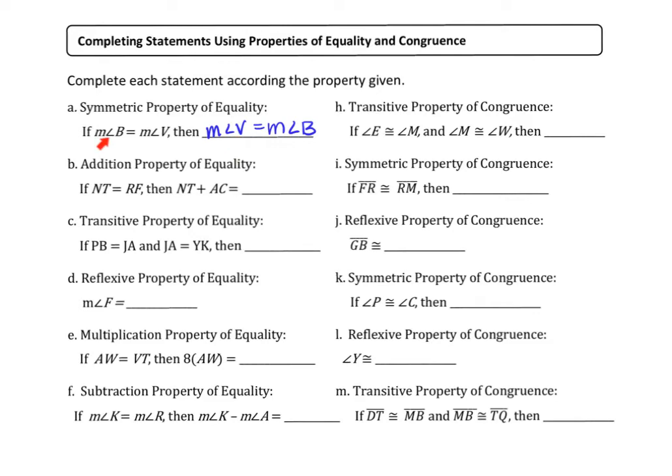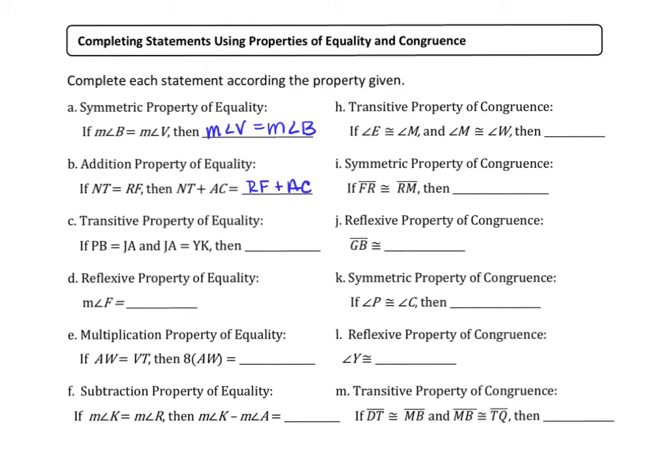So if the measurement of angle B came first, now that's going to go last, and the measurement of angle V is going to come first. Let's move on to letter B. We want to finish this statement using the addition property of equality. So if NT is equal to RF, then NT plus AC is equal to what? So we want to think about what's being added on this side, and we're going to add that same thing to RF. So if AC is being added to NT, that means that we're going to add AC to RF.